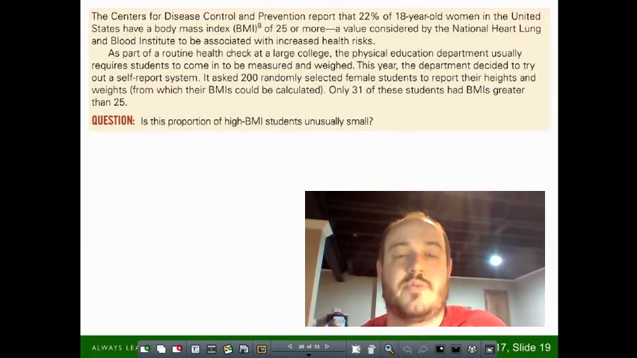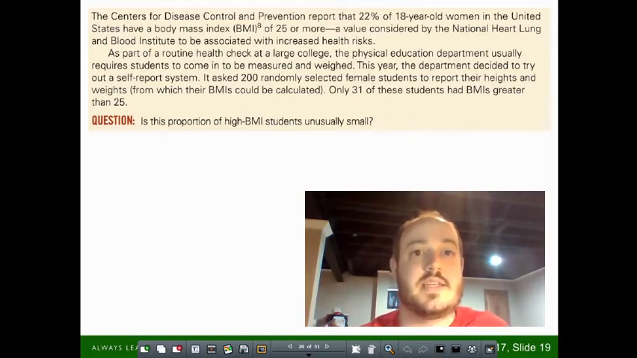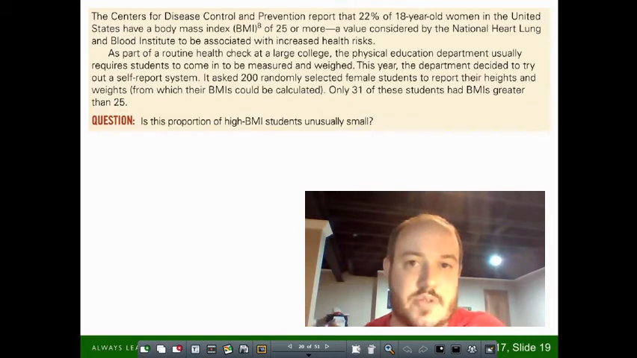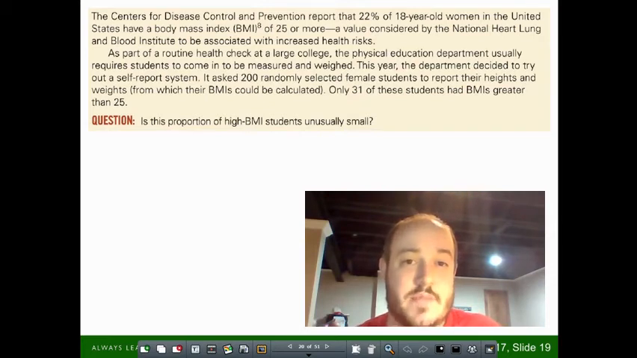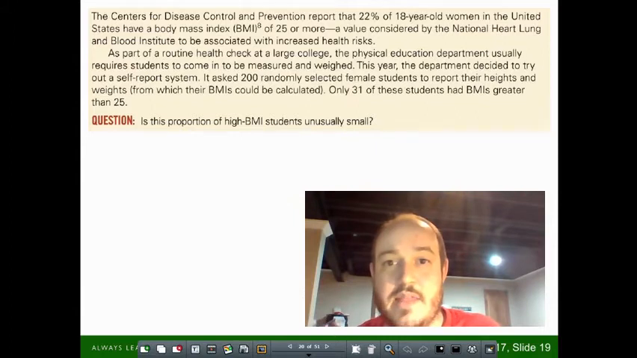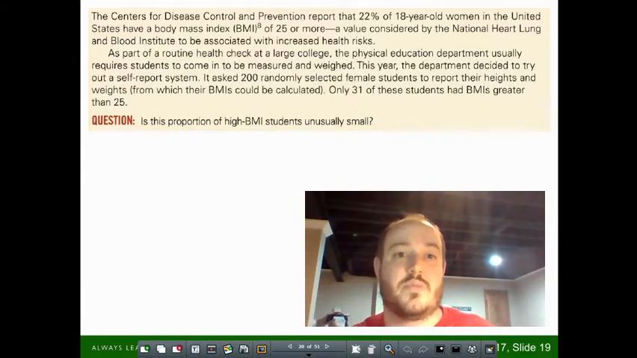So let's be clear about what's going on here first. In the past, they have tried to see what the BMI is for a bunch of our students. They've made every student come into their office, get weighed, get measured, and then used that to find their BMI. And then they had a good solid report of their student population.